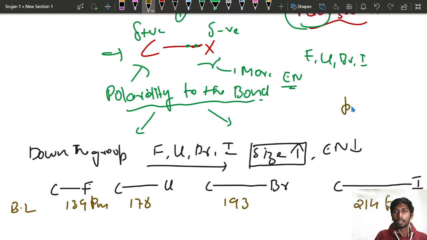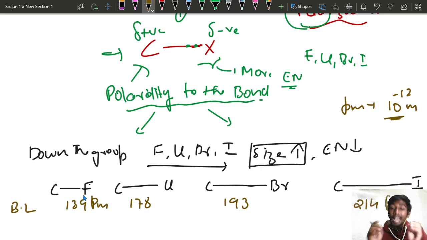What is a picometer? Pico means 10 raised to minus 12, right? A picometer is nothing but 10 raised to minus 12 meters. That's how small these halogen and carbon bonds are. Not only halogen and carbon bonds, all covalent bonds in organic and inorganic molecules are very small in size. So if the bond length is greater, you can break that bond very easily. It means that bond doesn't have much strength, right?